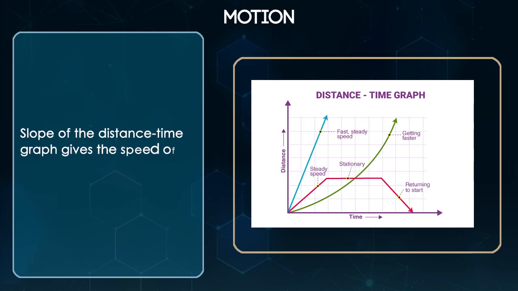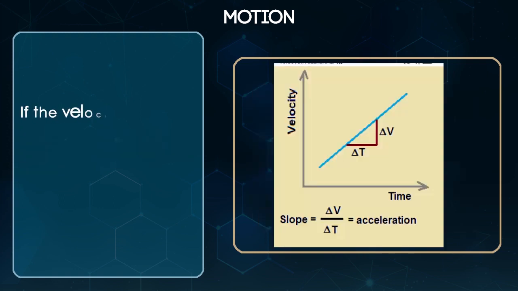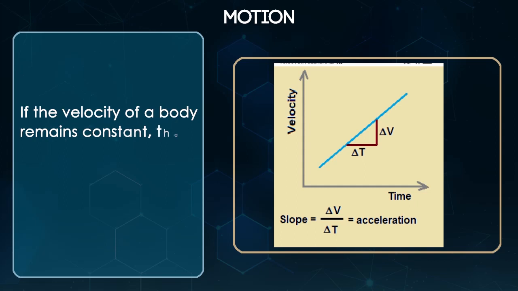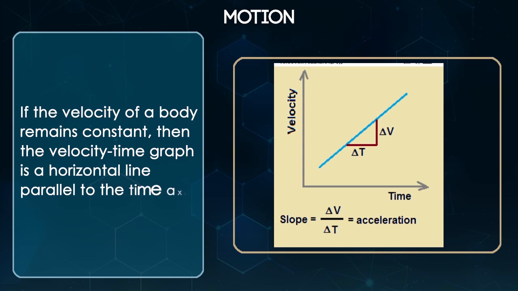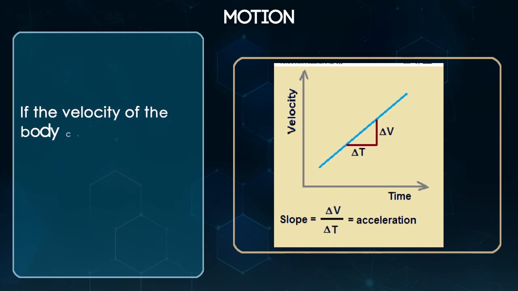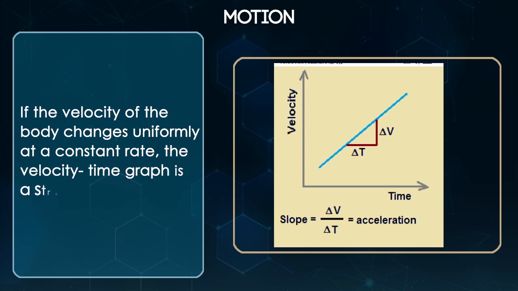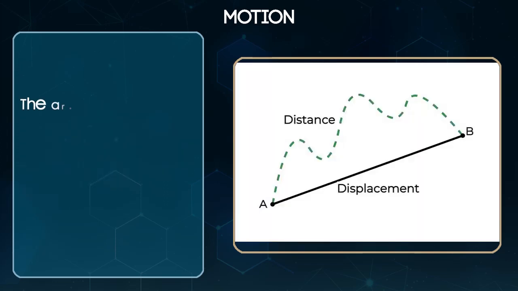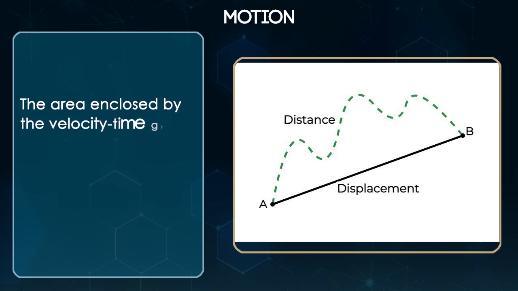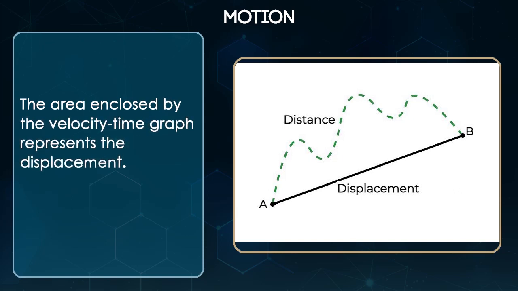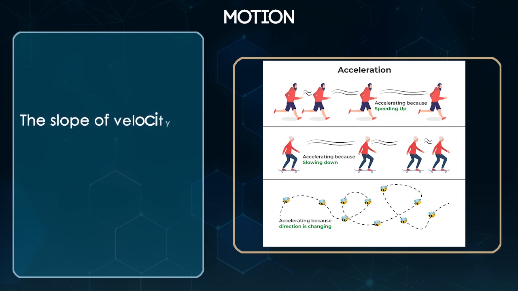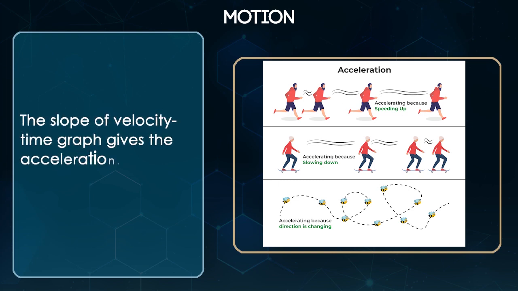Slope of the distance time graph gives the speed of the object. If the velocity of a body remains constant, then the velocity time graph is a horizontal line parallel to the time axis. If the velocity of the body changes uniformly at a constant rate, the velocity time graph is a straight line. The area enclosed by the velocity time graph represents the displacement. The slope of the velocity time graph gives the acceleration.